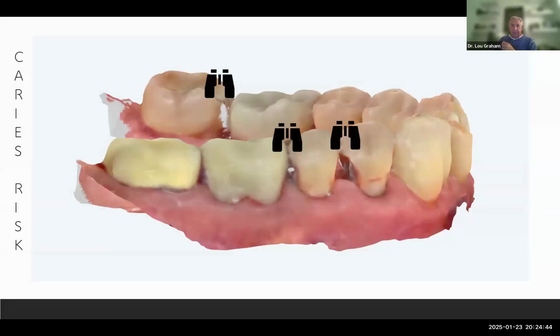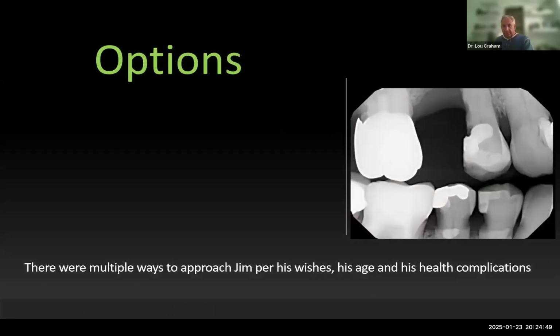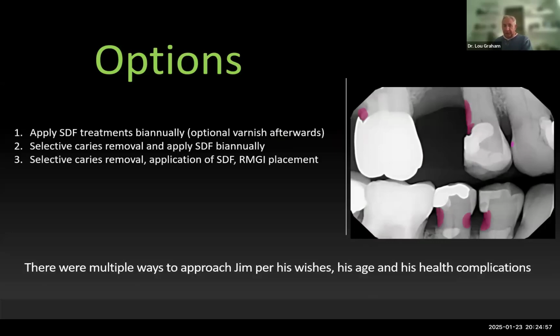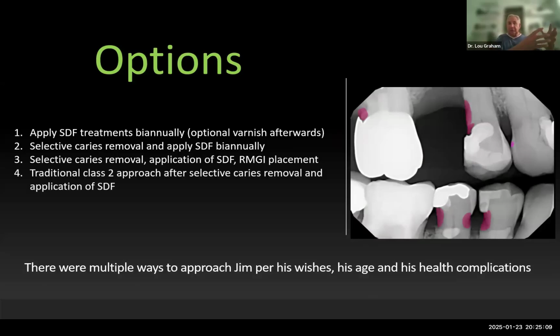Going to his other side where he was trapping food. Standard x-ray. Now with Pearl, the same three options occur here. But if you want to stop the food impaction and not just place the RMGI laterally on his lower bicuspids, you could then do a traditional class 2 if he would let you, if Jim would let me.